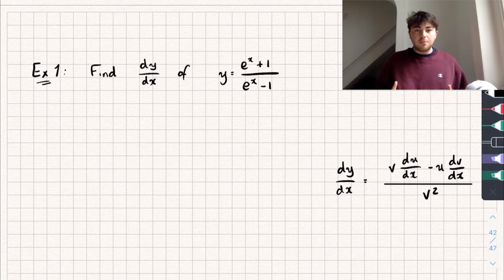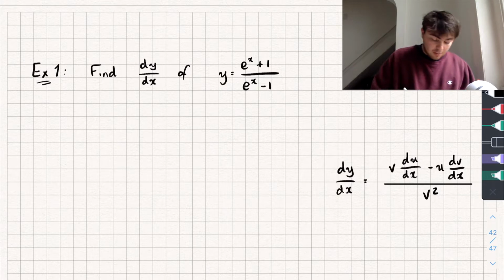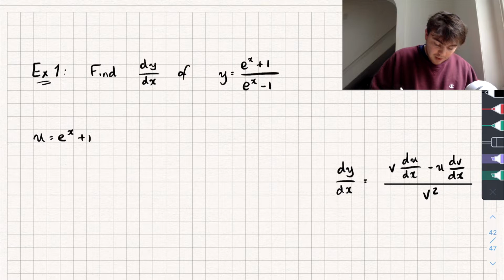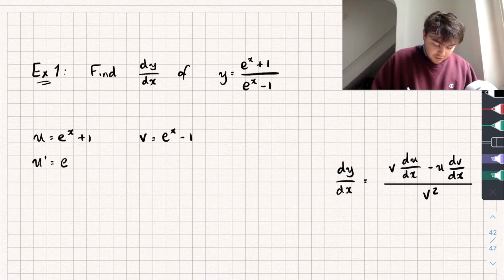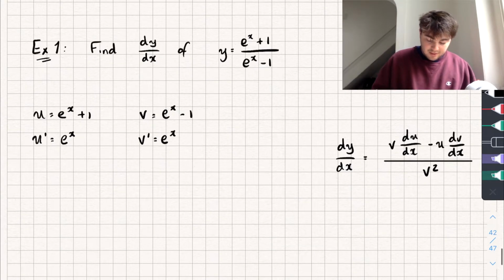So for the first example, we need to find the derivative of e to the x plus 1 all divided by e to the x minus 1. And so in this example, my function u is the numerator, so it's going to be e to the x plus 1, and my v is the denominator, so that's e to the x minus 1. So let's calculate the derivative of u, that's just going to be e to the x, and let's calculate the derivative of v, and that's also e to the x.